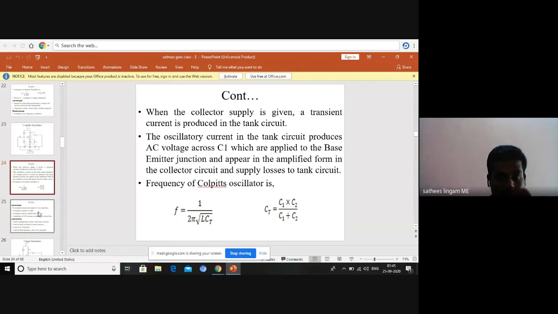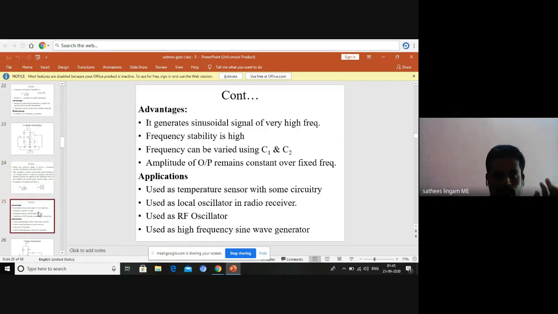So that is the thing: instead of the inductor, here in our Colpitts oscillator we are using capacitors. When we use capacitors instead of inductors, we get some advantages. It generates sinusoidal signals of very high frequencies. Frequency stability is high. Frequency can be varied using C1 and C2. The amplitude of the output remains constant over a fixed frequency. Applications: used as a temperature sensor with some circuitry, and as a local oscillator in receivers, likewise.